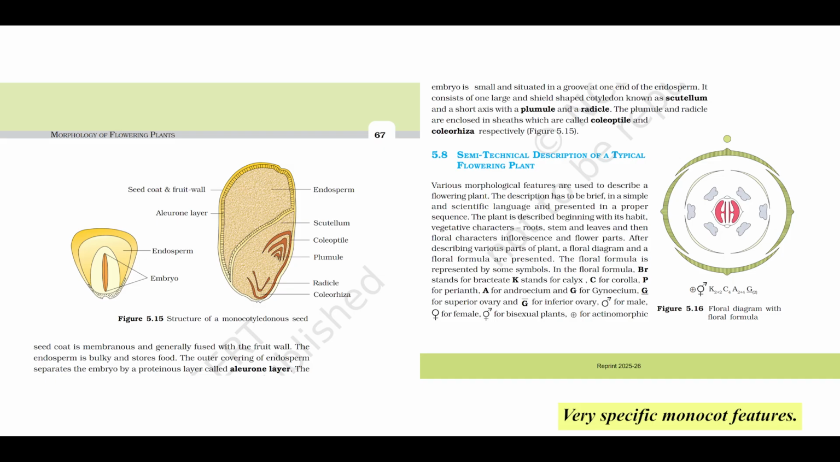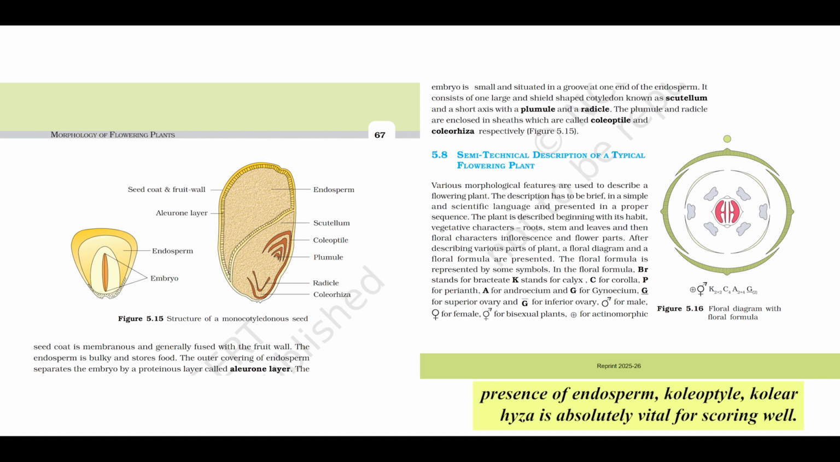Very specific monocot features. The presence of the scutellum, coleoptile, and coleorhiza are indeed very distinct identifying features of monocot seeds. This comparative study between dicot and monocot seeds is definitely a frequent question area in exams, so noting those precise differences, number of cotyledons, role of cotyledons, presence of endosperm, coleoptile, coleorhiza, is absolutely vital for scoring well.